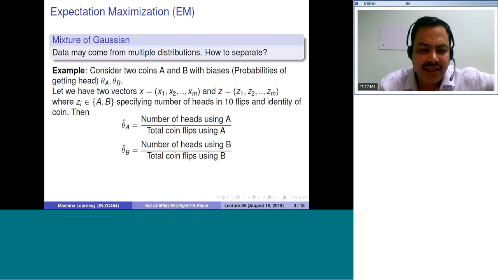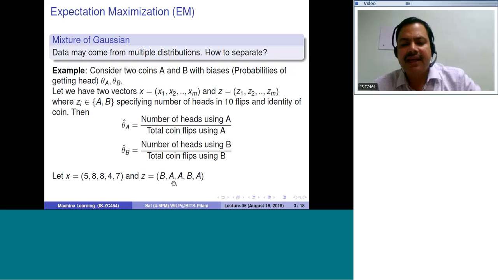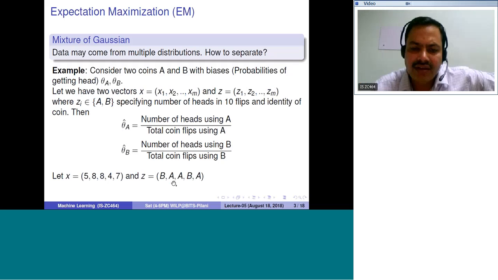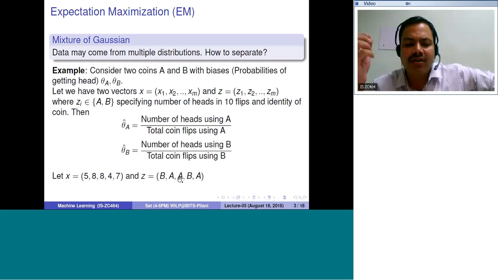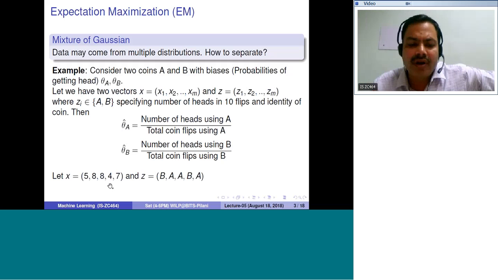See this example, I think you can relate to this. The Z represents B, A, A, B, A. What that means is that initially I took coin B and called the function, and we got 5 heads. Then I took coin A and tossed it 10 times, and I got 8 heads. Then I again took coin A and tossed it 10 times, and I got 8 heads. Then I took B and tossed it, and I got 4 heads. Again I took coin A, and I got 7 heads.